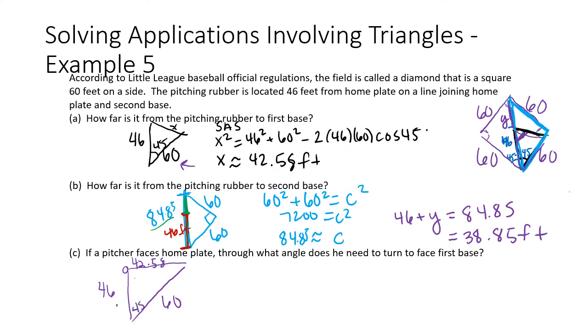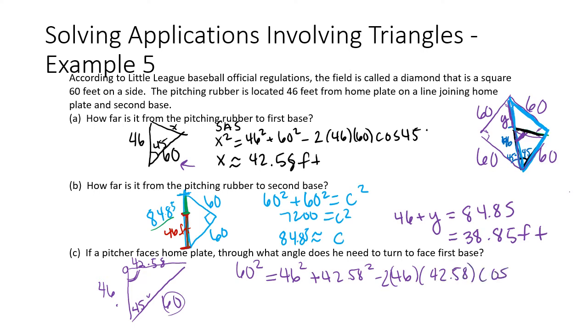I know this is 45 degrees, so I can solve this using the law of cosines. I'm solving for this angle, so that means this is the side I'm going to write first. So 60 squared equals 46 squared plus 42.58 squared minus 2 times 46 times 42.58 times the cosine of theta. I'll let you go through, solve, and you'll end up getting that theta is about 85.2 degrees.